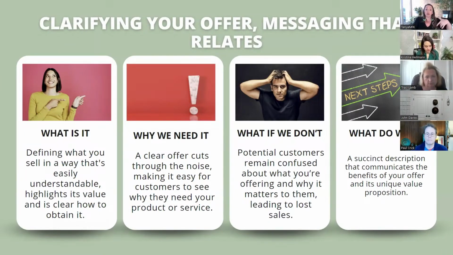So if you're stumbling over how to explain it, I'm stumbling over it right now. If you're stumbling over not just how to explain it, but why it matters, they're stumbling to understand it as well, right? If we're having a hard time getting to that point, they're also going to be struggling. They're not going to get it either. So here's the point: we've got to define what we sell in a way that's understandable, highlights the value, and makes it clear how you get it. Do you have those things? Are you saying these things regularly? What do you sell in a way that's understandable, highlights its value, and is clear how to obtain it?